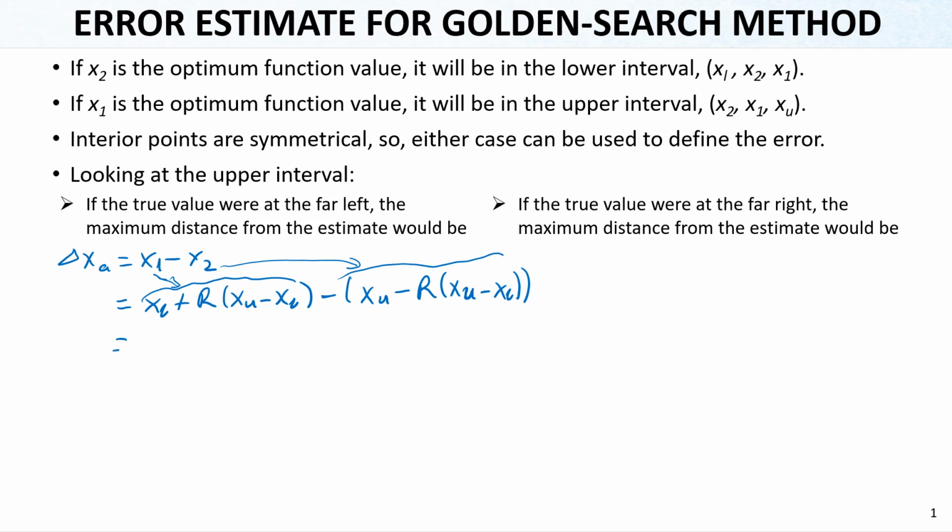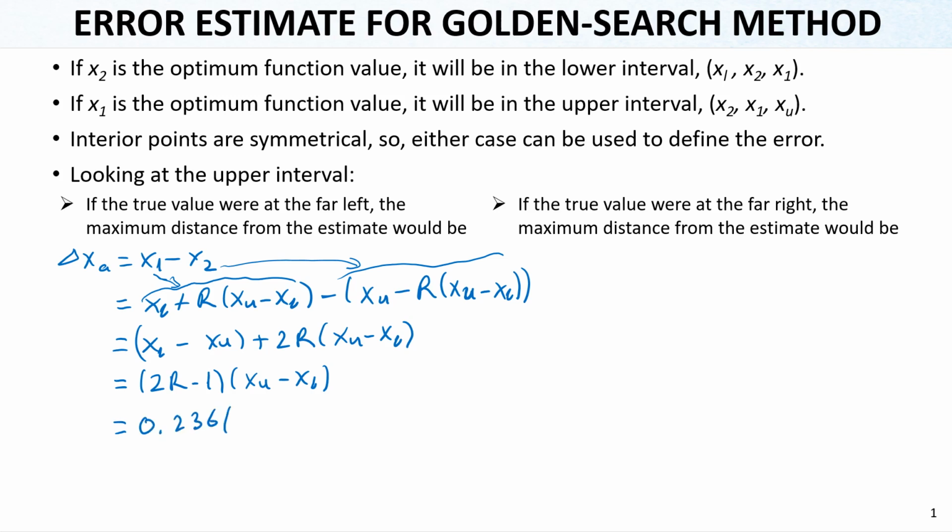When we organize these, we will have xl minus xu plus 2 times r times xu minus xl. And from here, (2r minus 1) times (xu minus xl). Since r is the golden ratio, this is actually 0.236 times (xu minus xl).